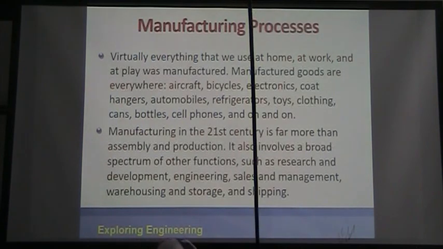So, everything that we use at home, at work, and at play was manufactured. Manufactured goods are everywhere. They're aircraft, bicycles, electronics. Oh, bloody hell, didn't they give us this list already? Manufacturing in the 21st century is far more than assembly and production. It also involves a broad spectrum of other functions, such as research and development, engineering, sales and management, warehousing and storage, and shipping.